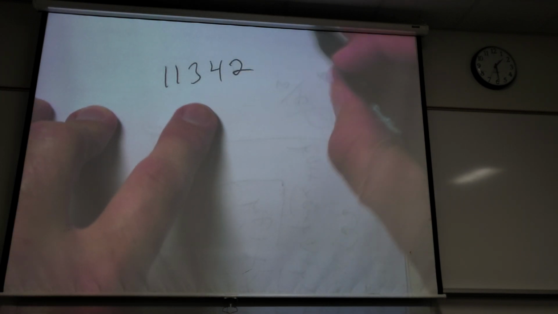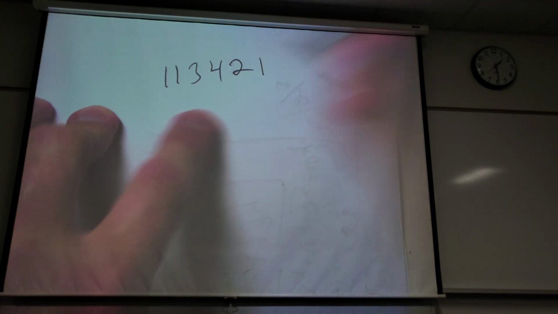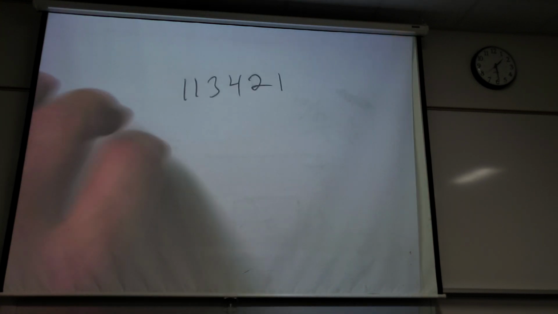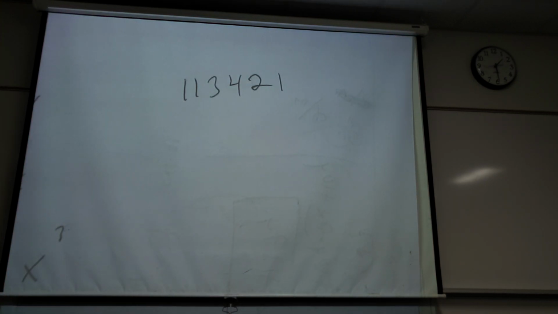For example, like 1, 1, 3, 4. Let's see, 2, 5. Oh yeah, that's fine. I'm not done yet. I think that'll work, right? So if you add up those digits, what do you get? 12. Which is divisible by 3, so 3 goes in.